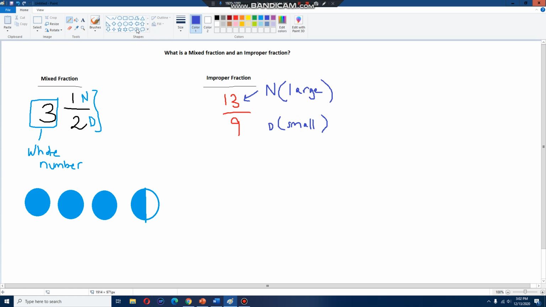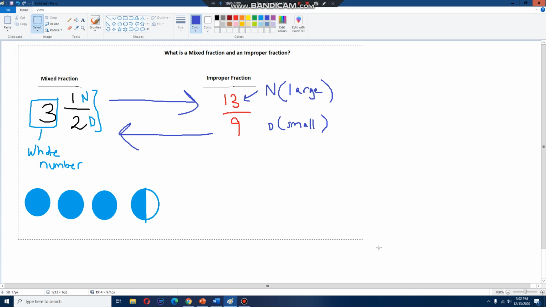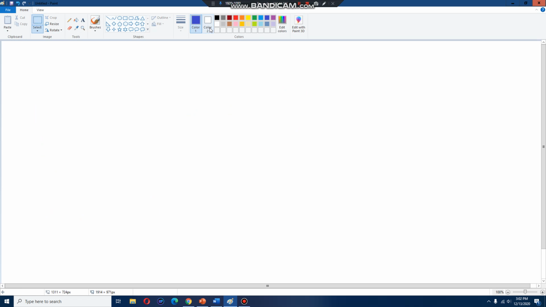Now, the thing I want to teach here, that the kids have to know at least, is that there's a relationship between mixed fractions and improper fractions. I can turn a mixed fraction into an improper fraction, and I can turn an improper fraction into a mixed fraction. And that's what I'm going to show you right now. So let me delete all this stuff, and let me start with something simple and easy. Let's start with mixed fraction.